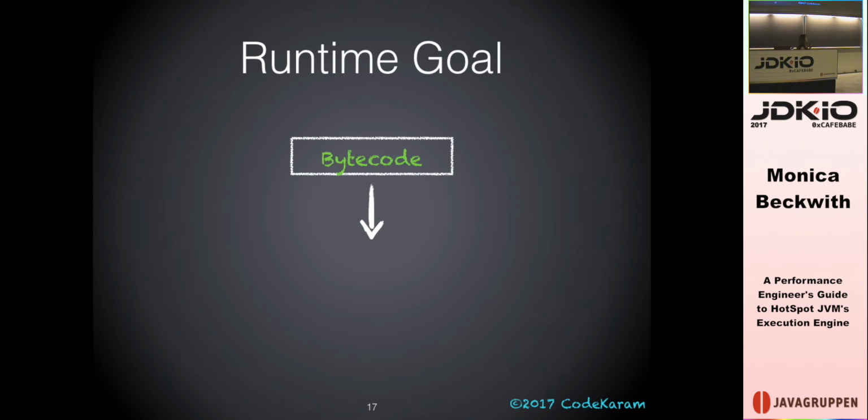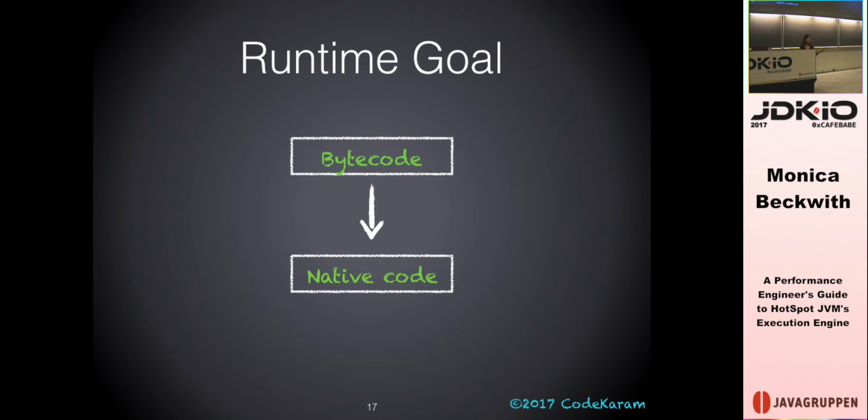So if somebody asks you, what's the runtime goal? The JVM is given the bytecode. So what's its goal? It's not just to make it faster or anything. It's just to convert that into native code. That's the goal. The goal is I get bytecode, I convert that to native code. And that's what it is. So it doesn't really have performance in mind, right?